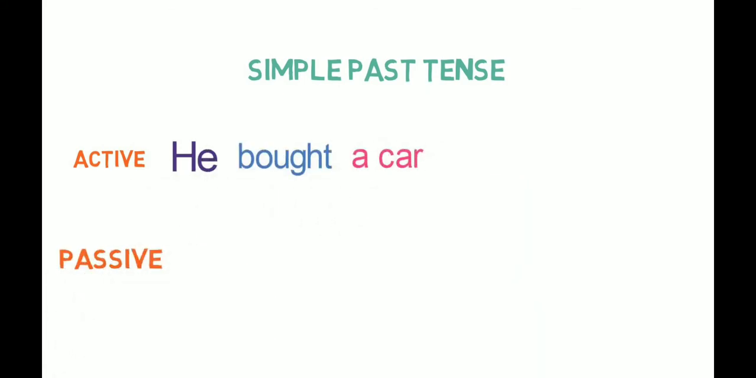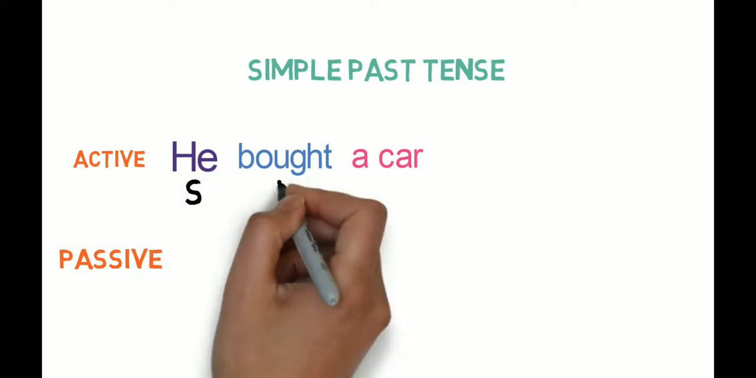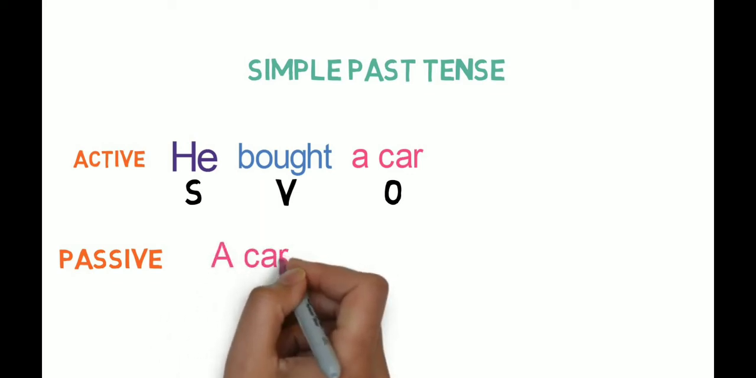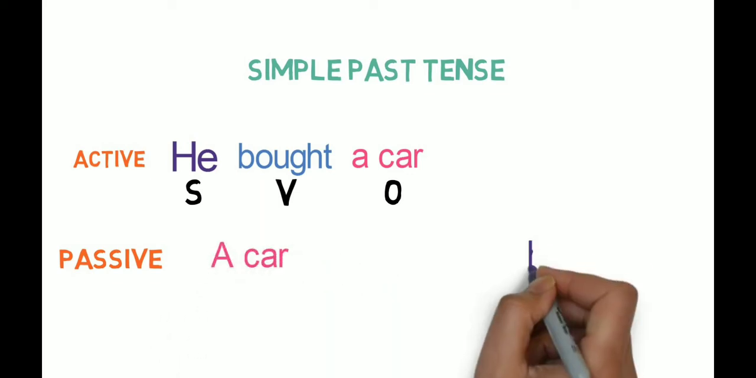To make the passive sentence, firstly we need to identify the subject, verb and object. Here he is the subject, what is the verb and a car is the object. Now let's swap the position of subject and object. So here it will be a car and at this position it will be him.